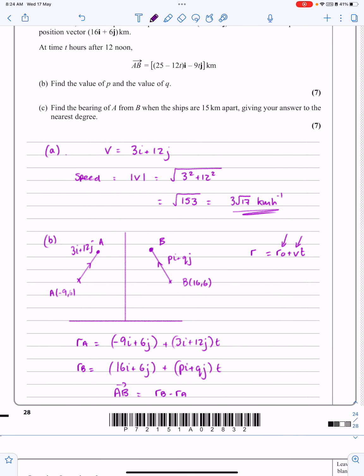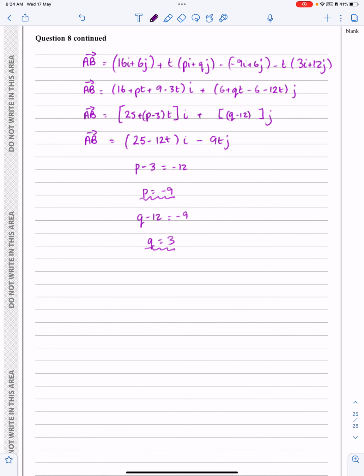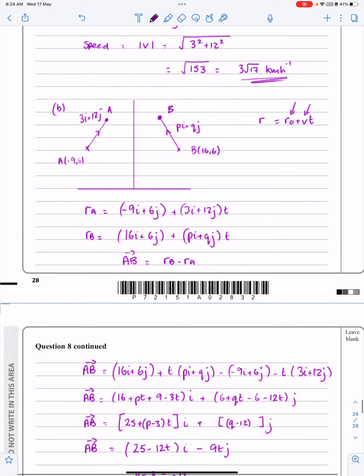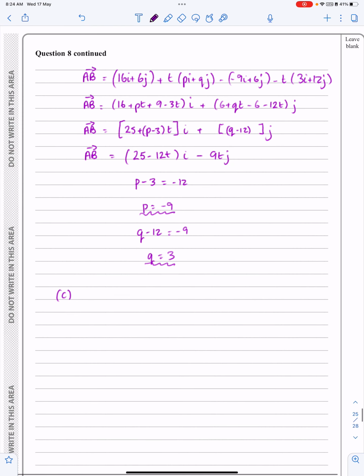The last part says, find the bearing of A from B when the ships are 15 kilometers apart. Find the bearing. Well, I know how to find the bearing. I'll do that in a minute. Once I've got AB, I can just draw out a diagram to work out angles and bearings and anything else like that. But before that, they're telling me that it's when the ships are 15 kilometers apart, so when the length of AB is equal to 15.